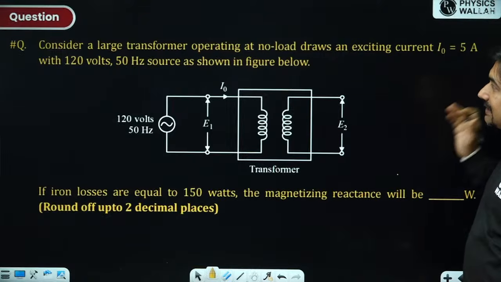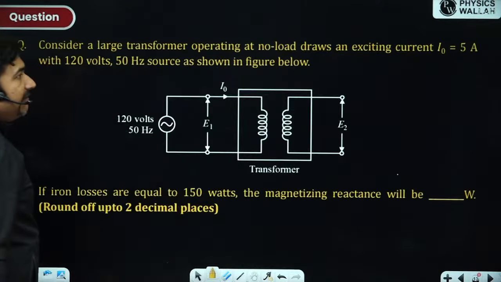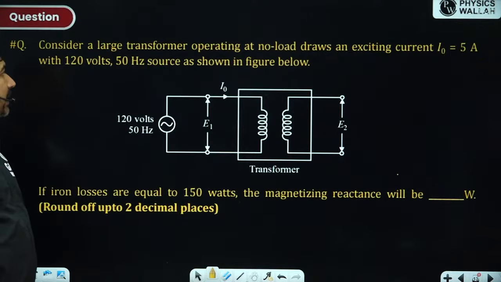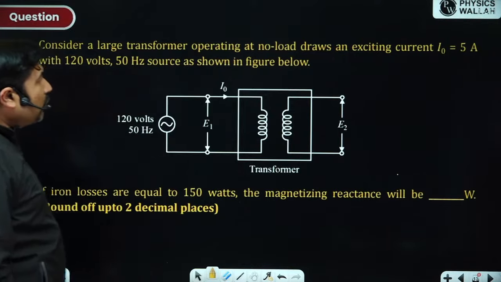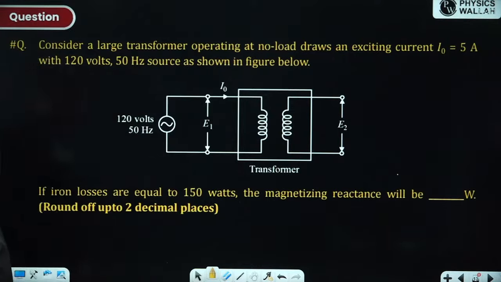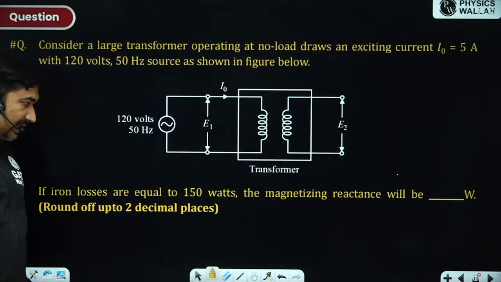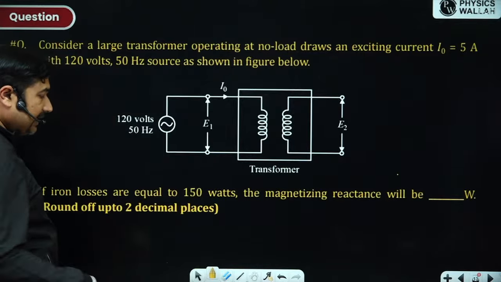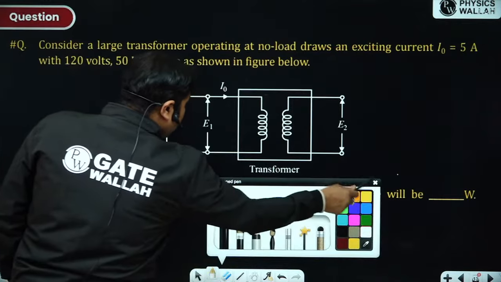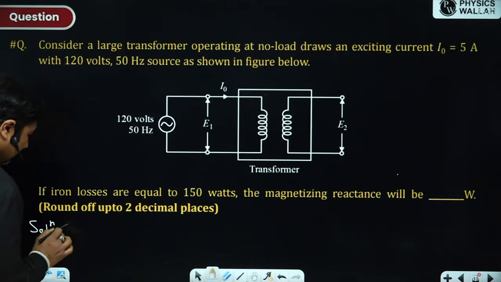Consider a large transformer operating at no load, which draws an exciting current of 5 ampere at 120 volt, 50 hertz, as shown in the figure. If iron losses are equal to 150 watt, the magnetizing reactance will be? Can you solve this question? Very easy.